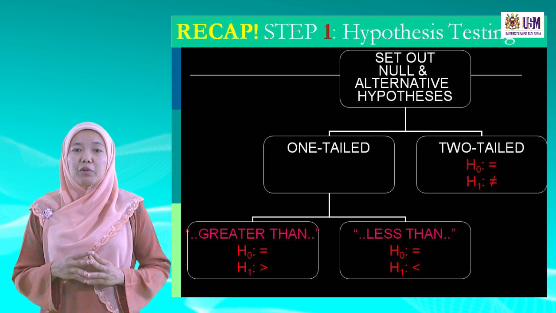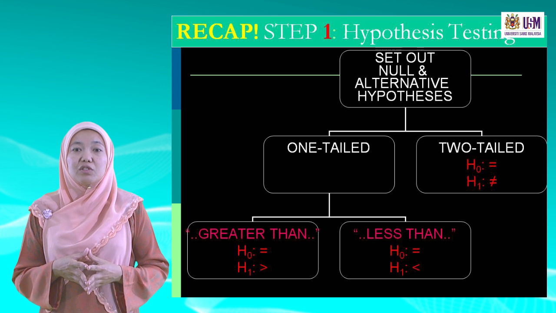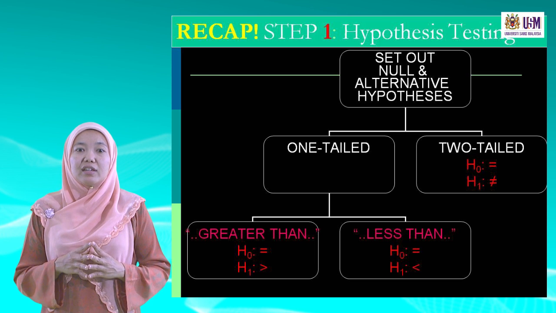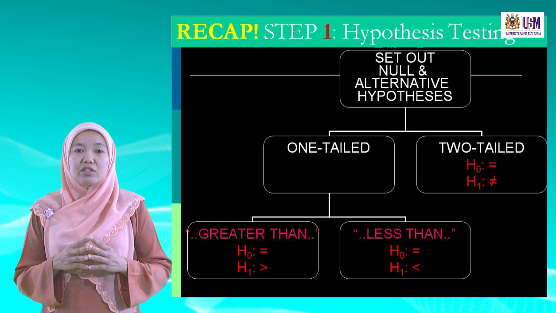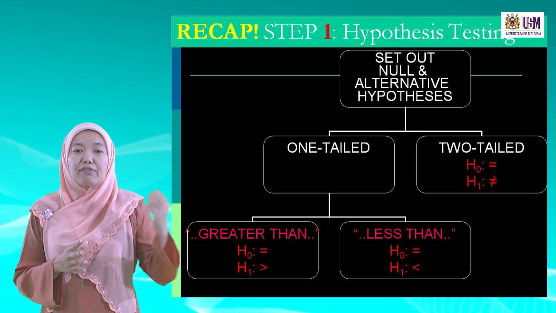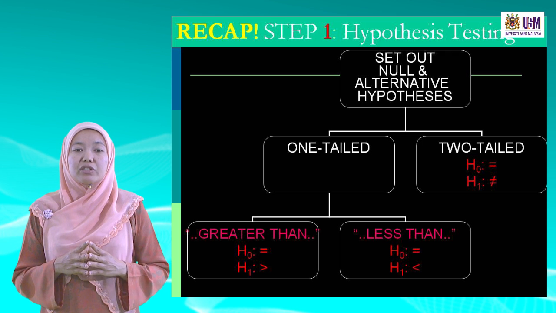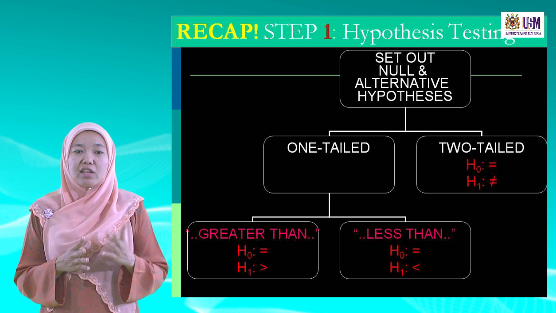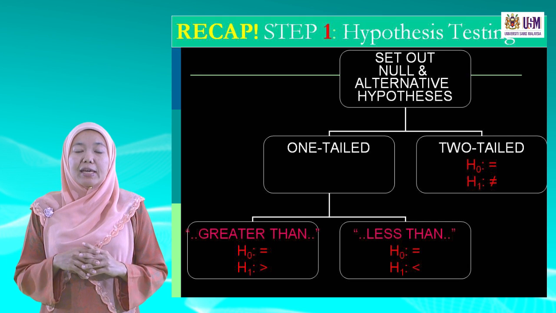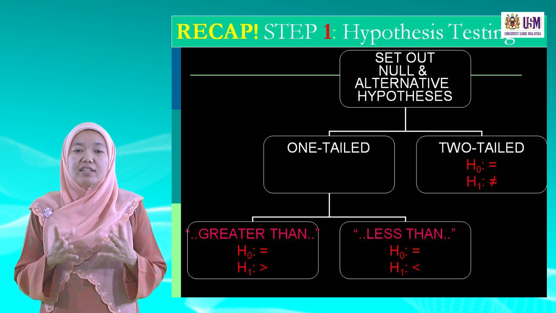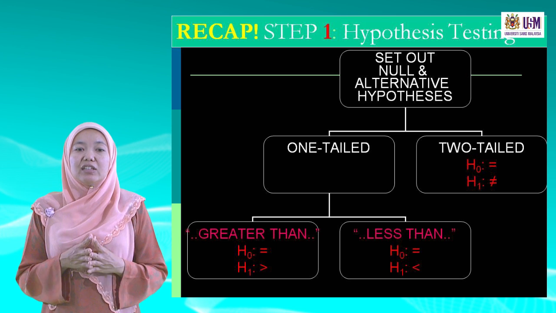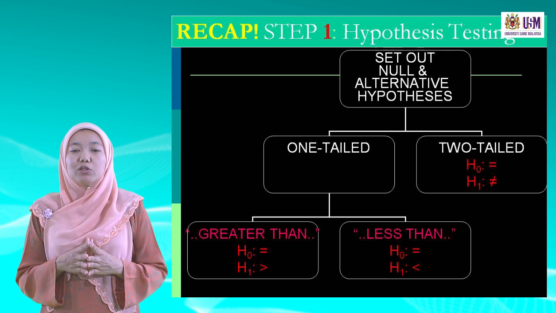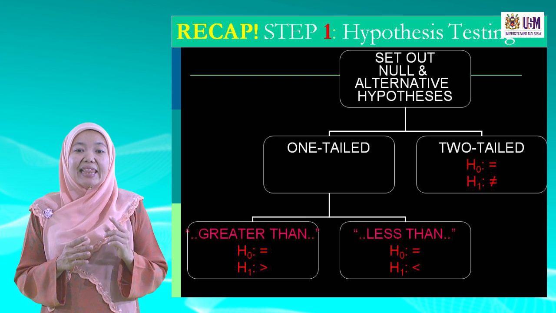Step 1 in hypothesis testing is where you need to set out your null hypothesis, H0, as well as your alternative hypothesis, H1. There are two cases. The alternative hypothesis can be a one-tailed test, as on the left-hand side of the screen. A one-tailed test is possible with the words greater than or more than, so if you see the symbol greater than in your alternative hypothesis, H1, it is a one-tailed test. On the other hand, if you have keywords such as less than, lesser or smaller than a certain value, then it is the second case, where your alternative hypothesis H1 uses the less than symbol.